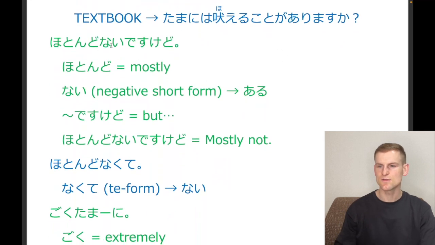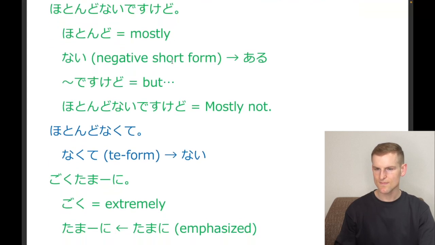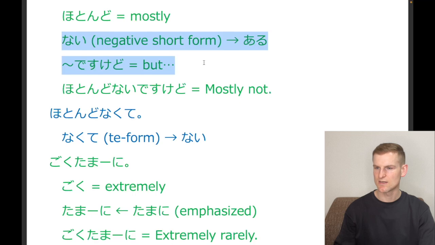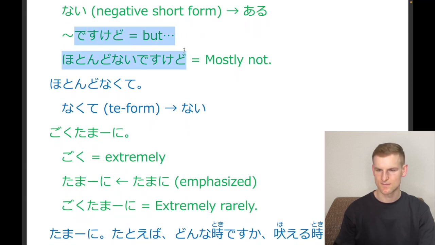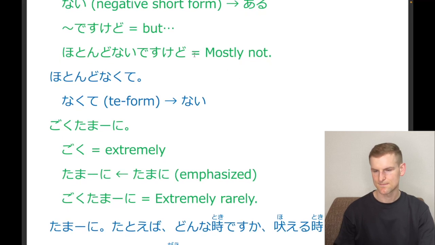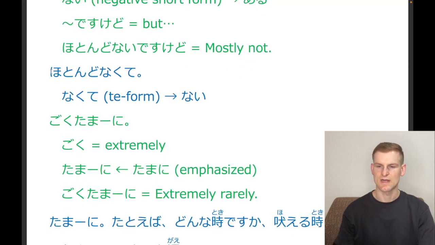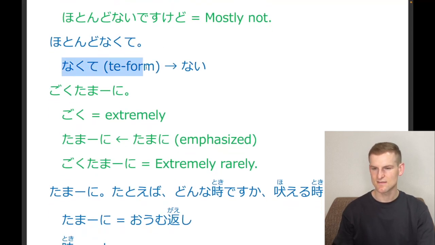Okay, so he responds ほとんどないですけど. Okay, so ほとんど is mostly. ない is the negative short form of ある, which we've already looked at. ですけど but. Okay, so ほとんどないですけど. Mostly not, but ほとんどなくて. Okay, this is like おむ返し, just repeating what he says basically. なくて is the te form of ない. So I'm just kind of like leaving the end of the sentence open. So he adds more information basically.